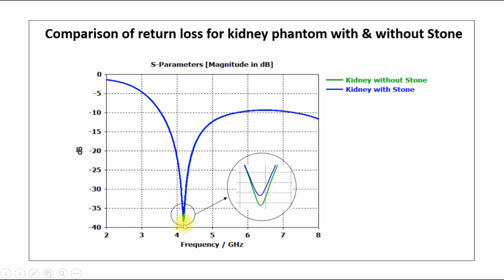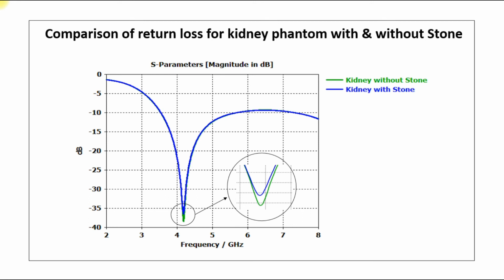Now I replace that kidney with the same structure of kidney, and I keep one stone inside the kidney. That is the condition of kidney with stone. Again the antenna radiates, and the reflected signal is captured by the antenna itself. Now I plot this graph, which this time is highlighted in blue. So we have two conditions: kidney with stone and kidney without stone.